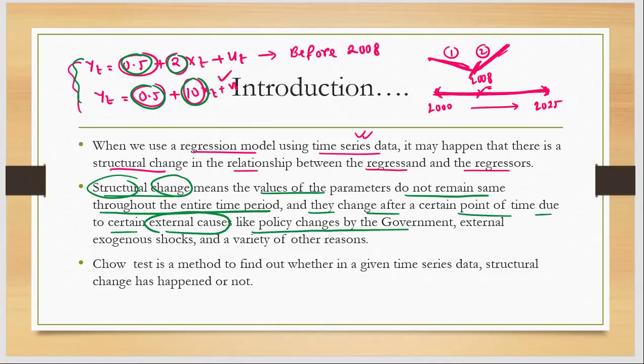Like policy changes by the government. It can be due to external exogenous shocks, or it can be different varieties of reasons. Now, how do you model this scenario?